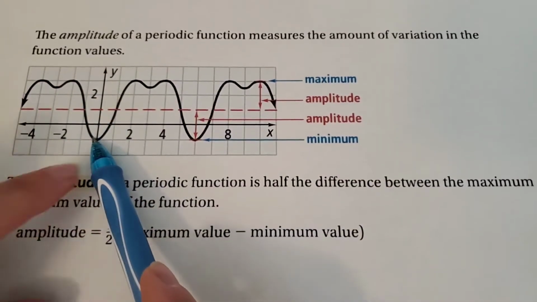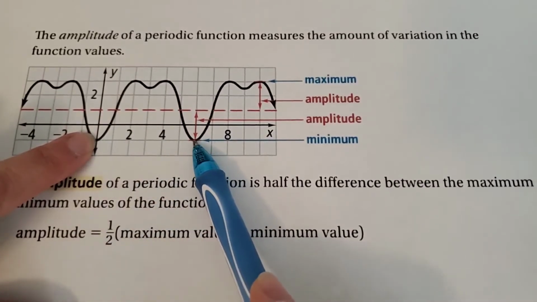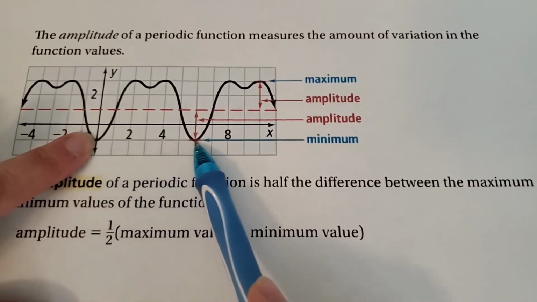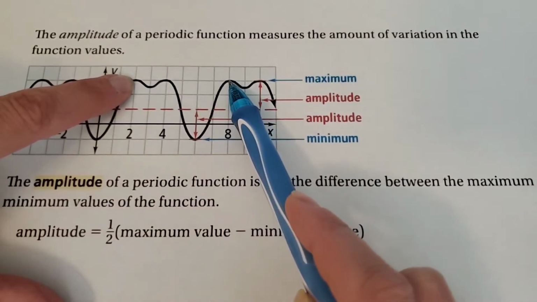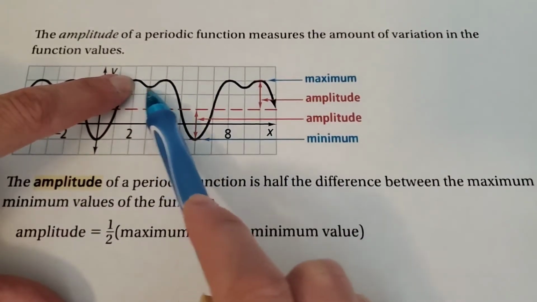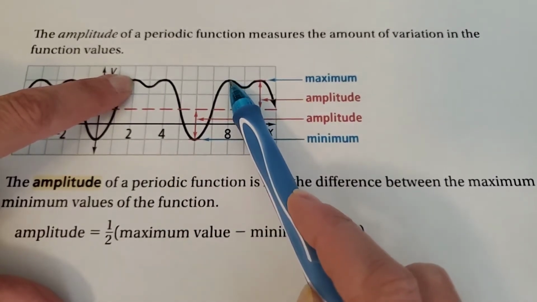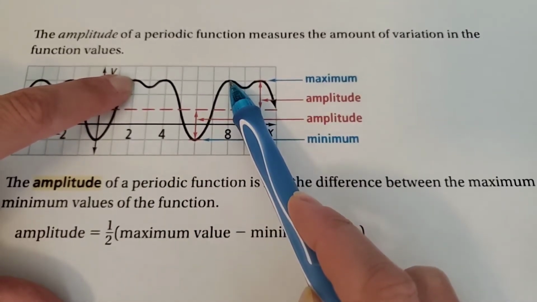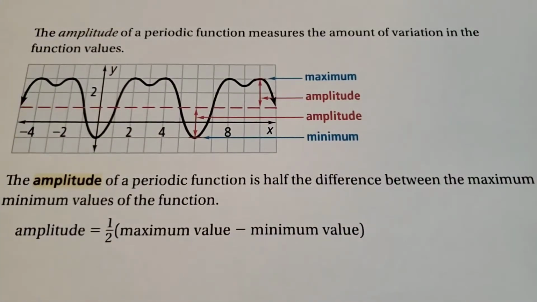And if we look here, I could see one cycle from minimum to minimum. That cycle length would be 6, right? Or I could do from this first cap to the first gap, that would also be 1 cycle. And from 2 to 8 is 6. So that is the period length is 6, the length of 1 cycle.